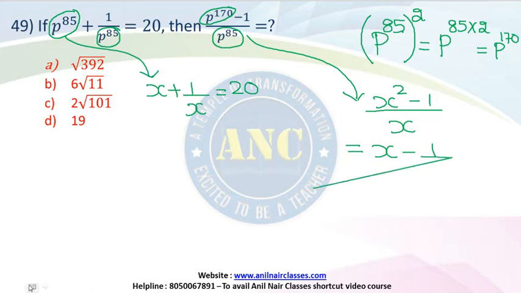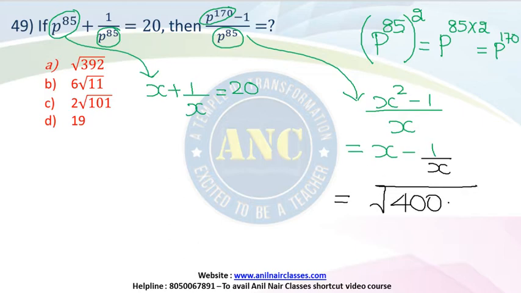Is it not easy? It is the easiest thing, but unfortunately we feel that it is very difficult because the question has some bigger numbers and you feel, how can I find the power of such huge numbers. x plus 1 by x is 20, x minus 1 by x is plus or minus square root of 20 square, that means 400 minus 4.